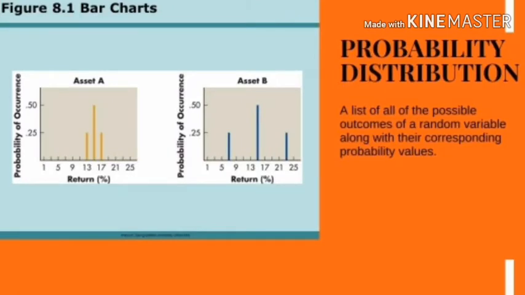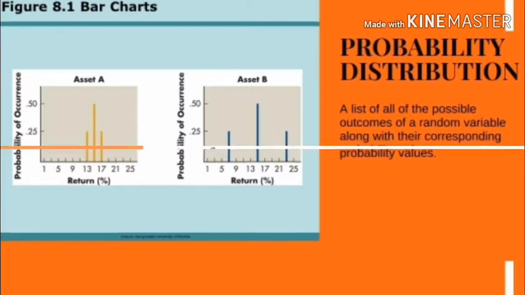And then the next is probability distribution. These bar charts explain the table 8.2 from before. This table explains the probability of occurrence. Return asset A appears to be less risky than asset B. A probability distribution is a list of all the possible outcomes of a random variable along with their corresponding probability values.